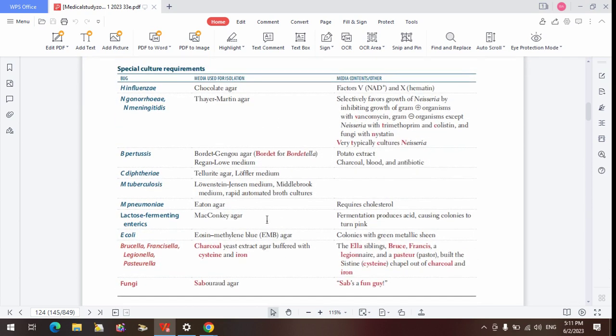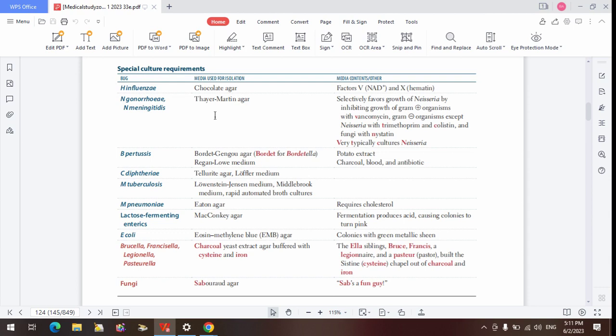So, what are the culture media that we can use to grow our organisms? We have to know all these culture media very well. They are high yield. Haemophilus influenzae is cultured in chocolate agar. So, chocolate agar is a form of enriched agar. Enriched agar just means that it contains nutrients that can facilitate the growth of that organism.